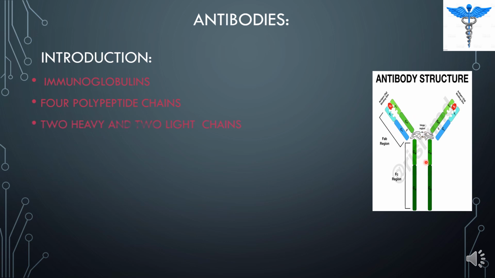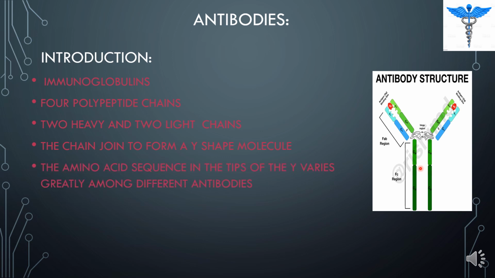Both of these chains are joined together by a disulfide bridge and form a Y-shaped structure. This Y-shaped structure is basically called an antibody. The amino acid sequence in the tip of this Y varies greatly in different antibodies, and this specifies the antibody for a specific antigen.